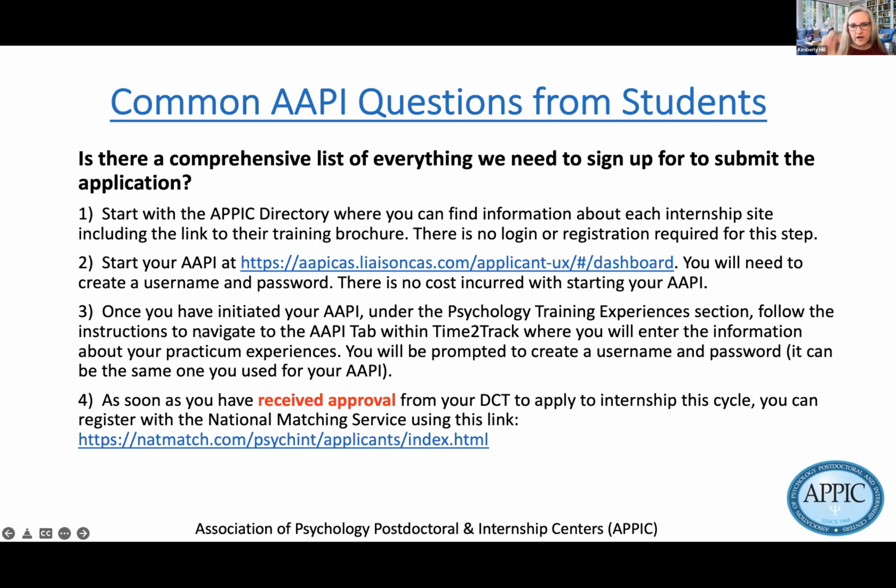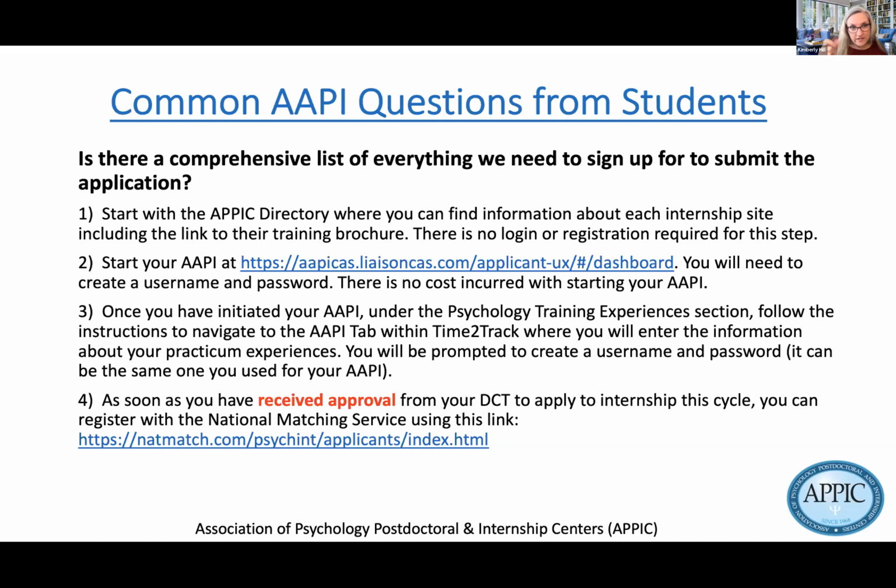Once you're in your APPIC, under the psychology training experience tile, you just click on the APPIC tab. It takes you to Time to Track, where you're going to enter your information about your practicum experiences. You will have to create a username and password. It can be the same one you use for your APPIC.